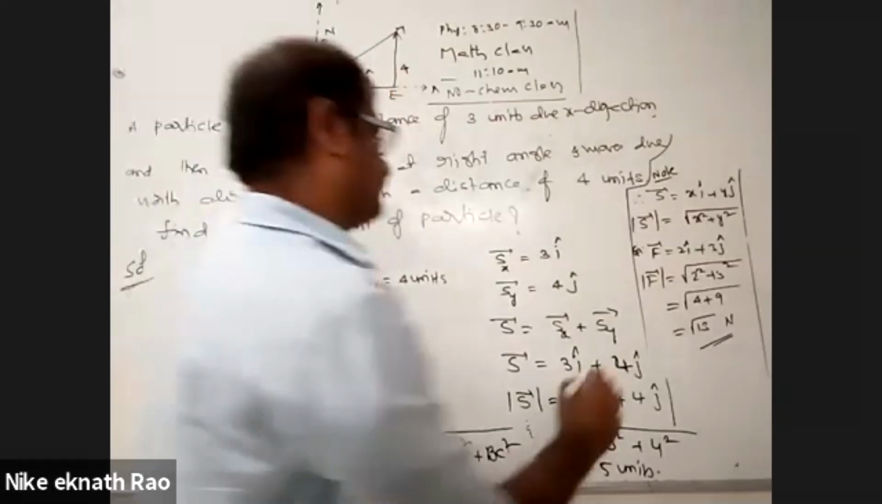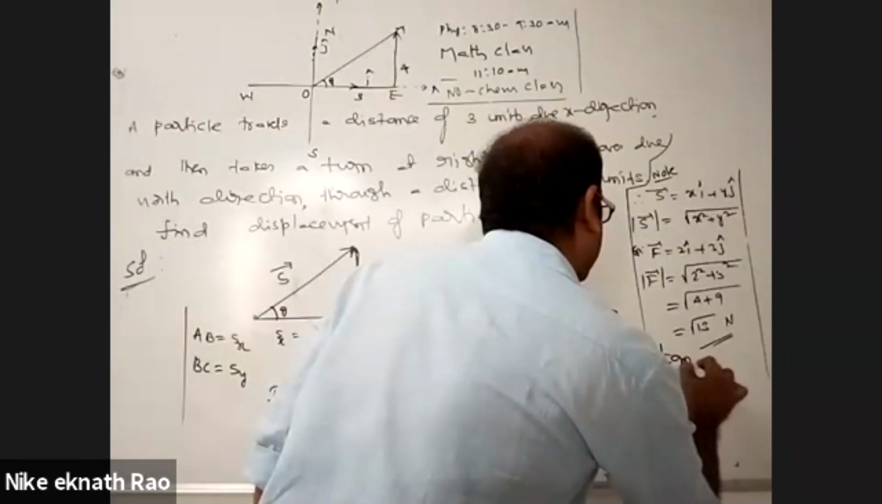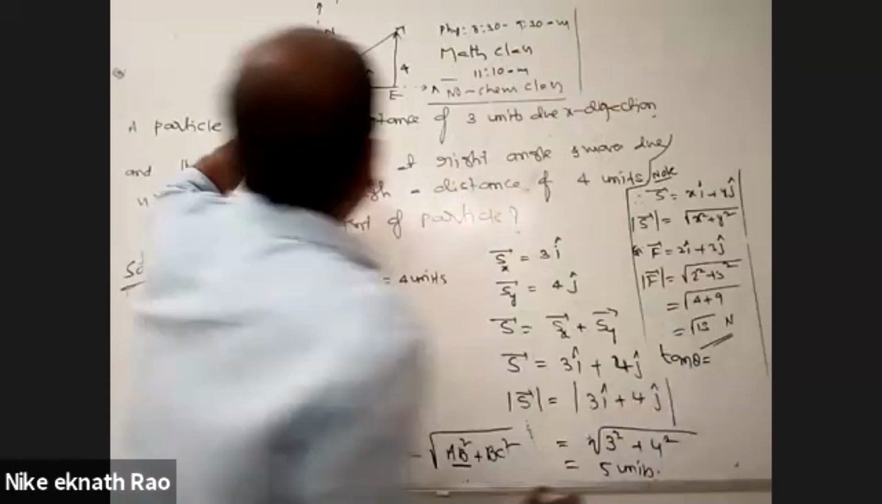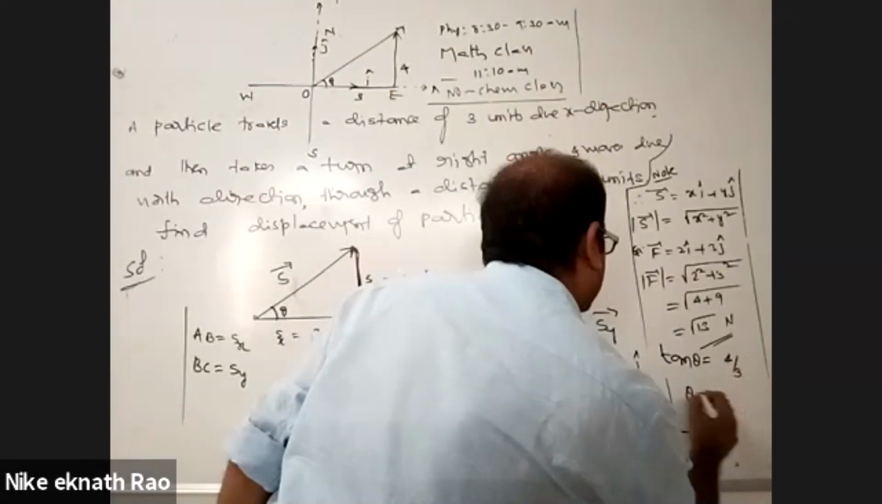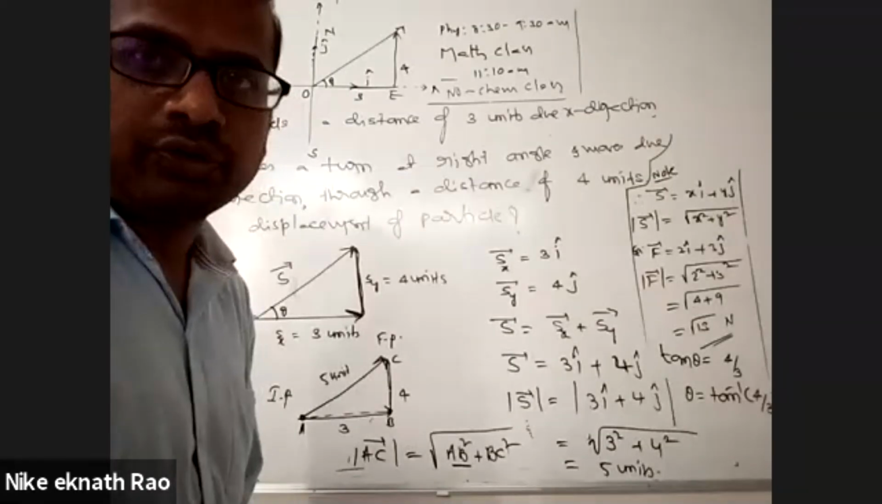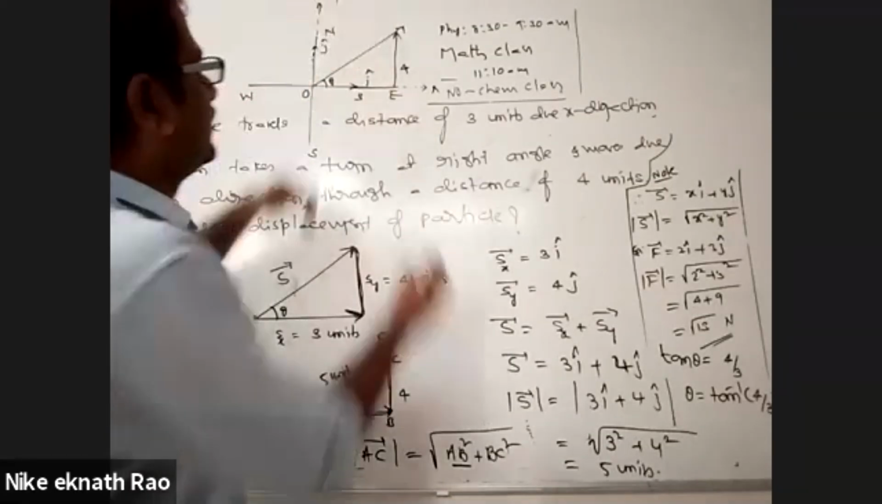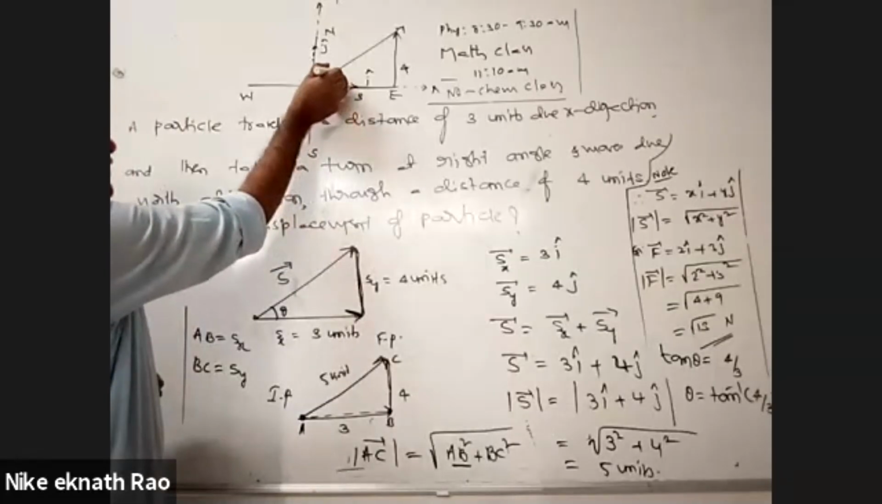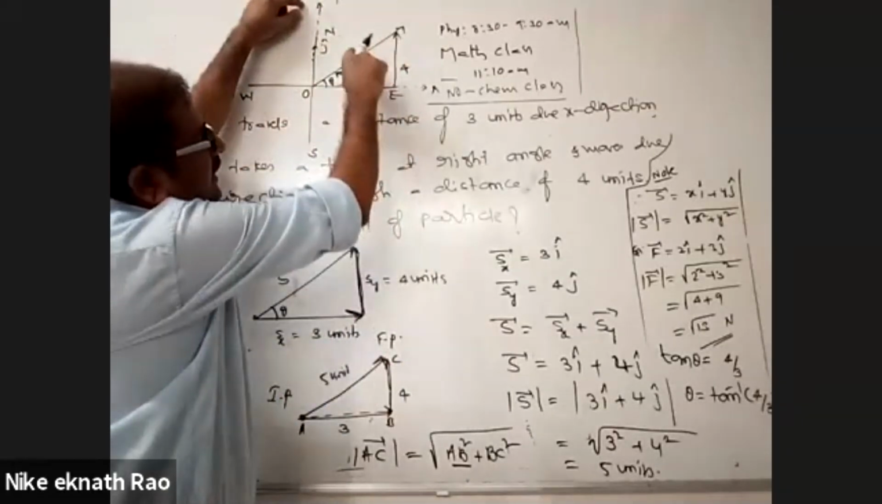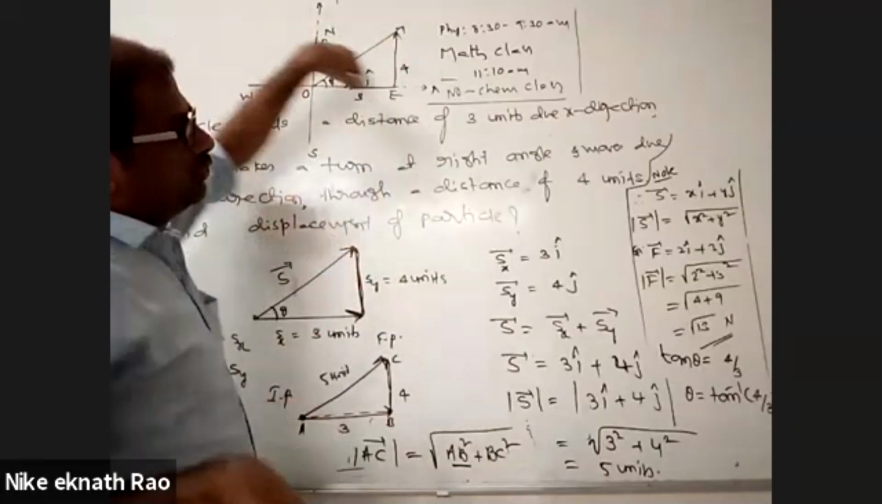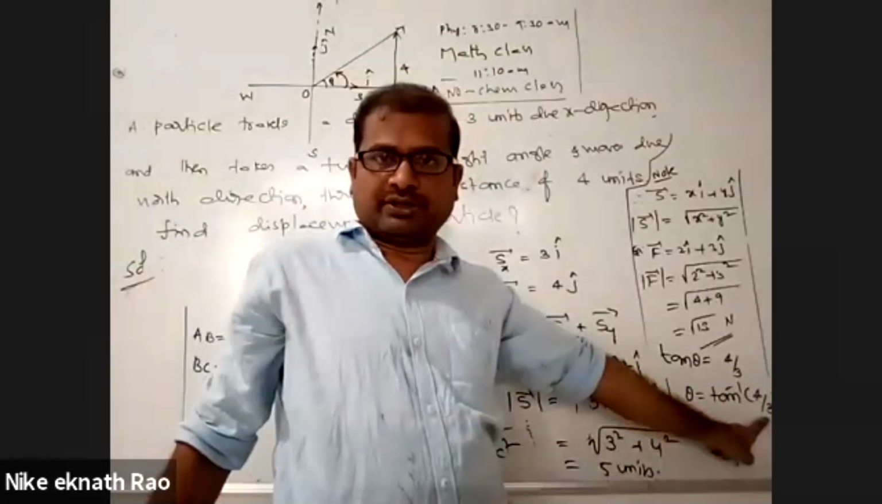So how much do we take for tan theta here? Tan theta is the opposite side over the adjacent side, that is 4 by 3. So theta is how much? 53. Theta is tan inverse of 4 by 3, with the positive x-axis. So in the anti-clockwise direction, theta is equal to tan inverse of 4 by 3.